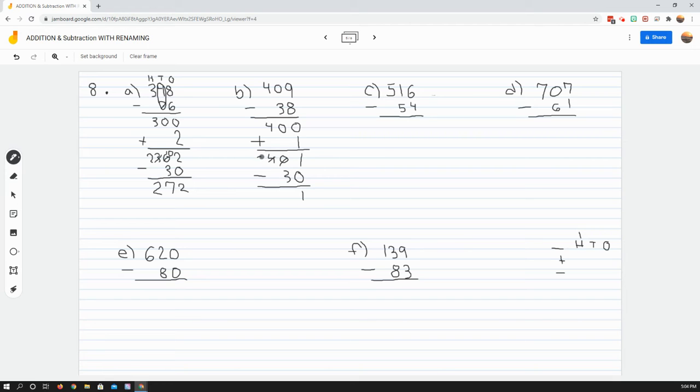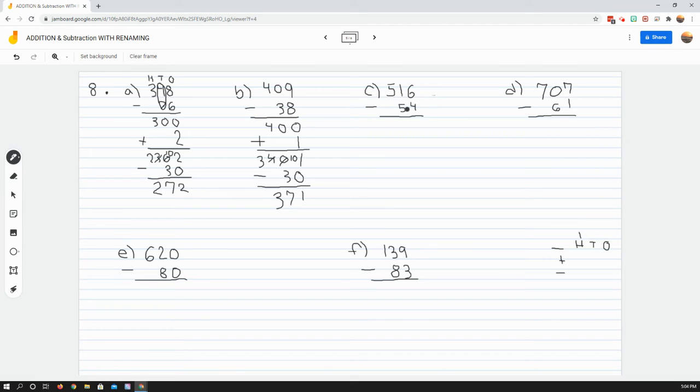He's no longer going to have 4, he's going to have 3, and he's not going to have 0, he's going to have 10. So now that I have 10, I take away 3. I'm going to be left with 7. And then I drop that 3 because I'm not subtracting anything. So the answer is 371. Let's do letter C.